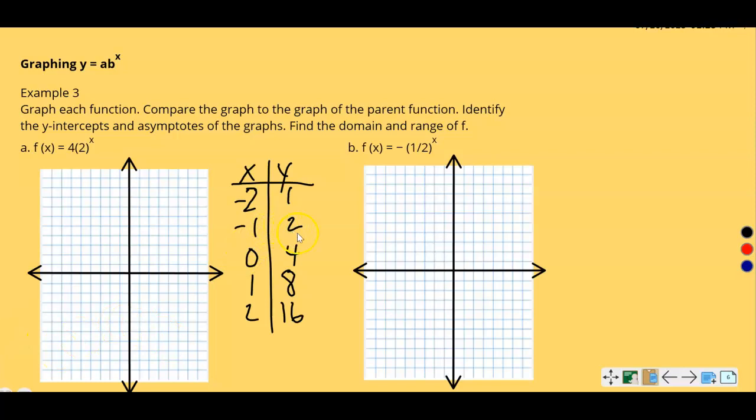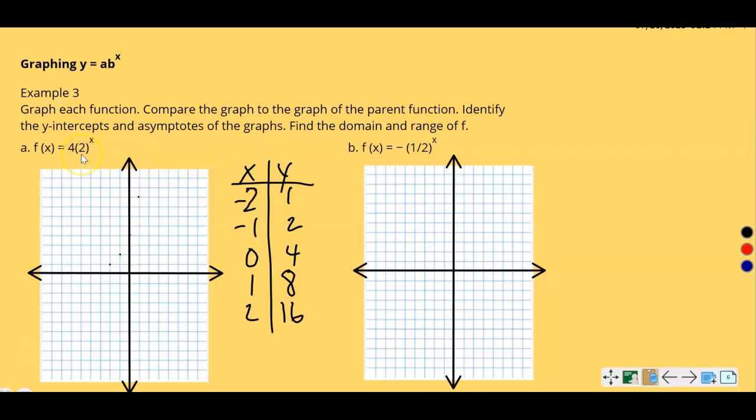All right, once you have your ordered pairs, now you need to graph the ordered pairs. So -2, 1. -1, 2. 0, 4. And you'll see that 4 is your y-intercept. A is going to be your y-intercept always. So 1, 8. And then 2, 16 is going to be off the graph. But we can see that it's going to curve here and go up.